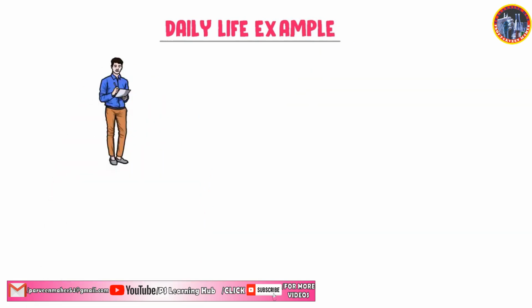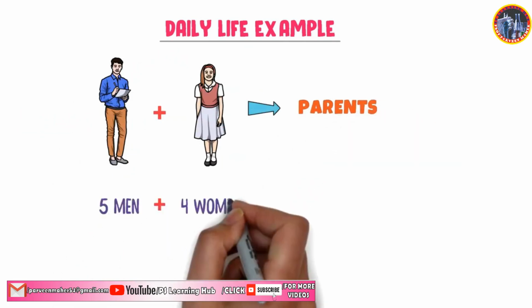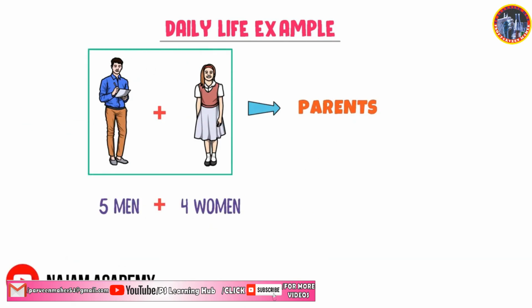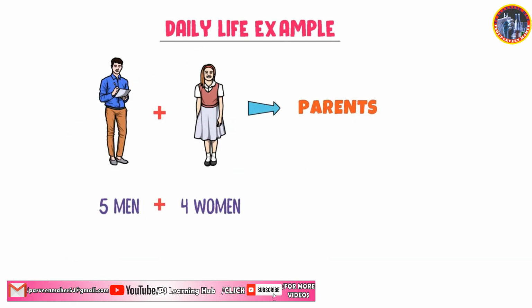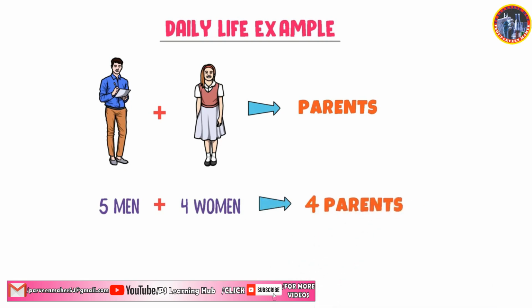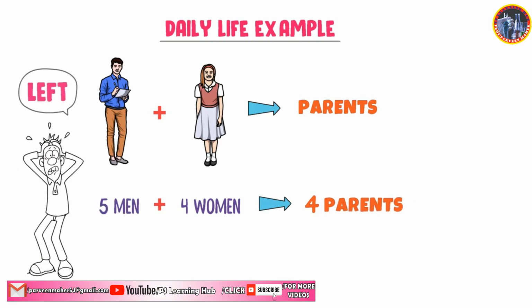For example, consider one man and one woman. Let them get married and become parents. Secondly, consider 5 men and 4 women. We know that only one man can marry only one woman. Now here are 5 men and 4 women. Thus 4 men will marry 4 women and we will get 4 parents. Here, unfortunately, one man like me is left behind.